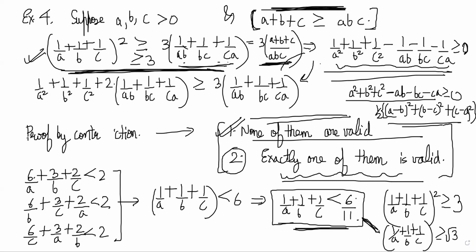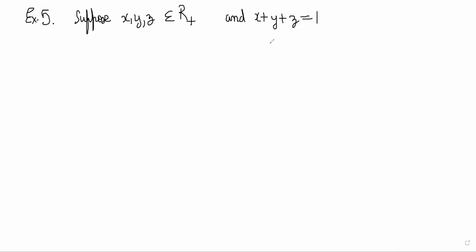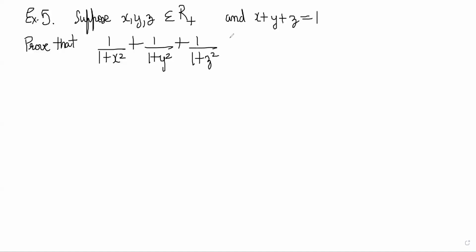We'll now look at the last problem for this video. This is, suppose x, y, z belong to the positive reals and x + y + z is equal to 1. We have to prove that 1/(1 + x²) + 1/(1 + y²) + 1/(1 + z²) is less than or equal to 27/10.